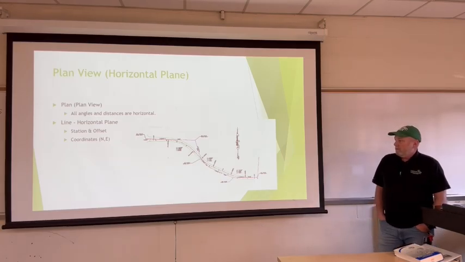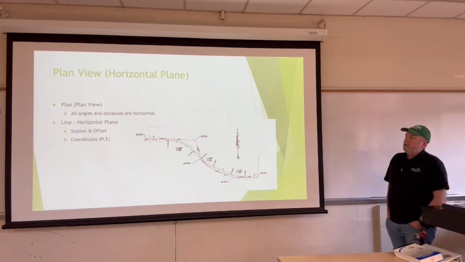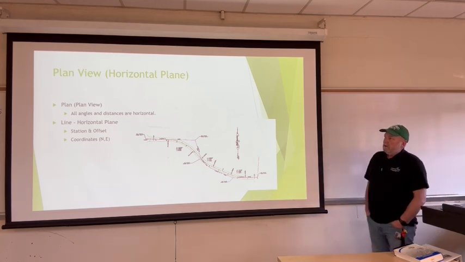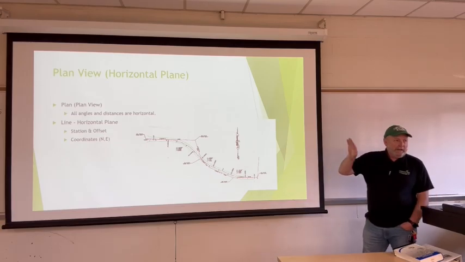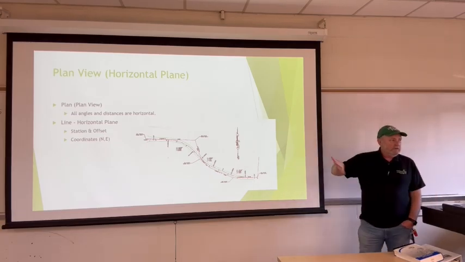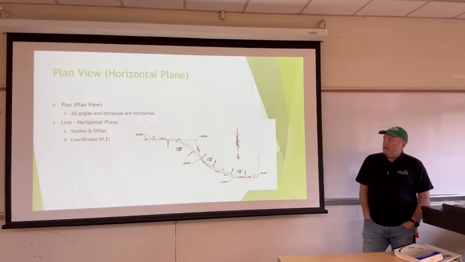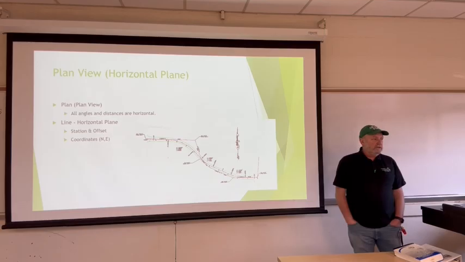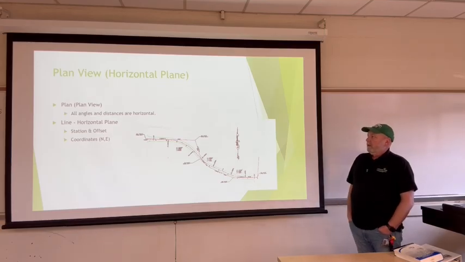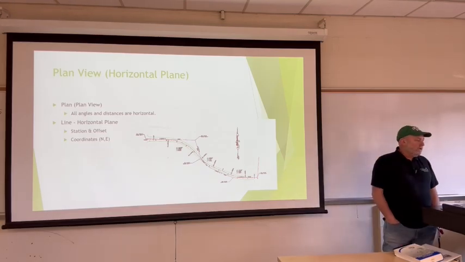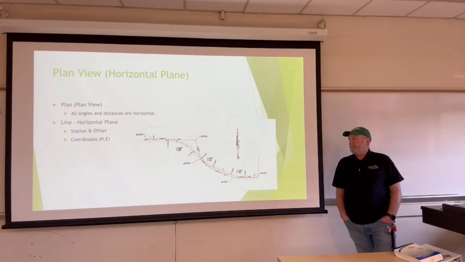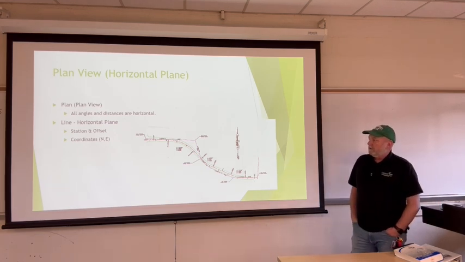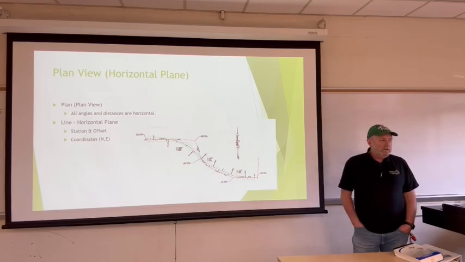I'm going to need to get a better, more readable view here, but the plan view is looking, say, from like an airplane, if you were flying over looking straight down. That is the plan view. That is horizontal, meaning all of your angles and distances are horizontal angles, horizontal distances. That is the line, the horizontal plane. Things are then referenced from this in station offset or coordinates, your northings and eastings. We'll talk a little bit more later in this slideshow about station offsets and coordinates.